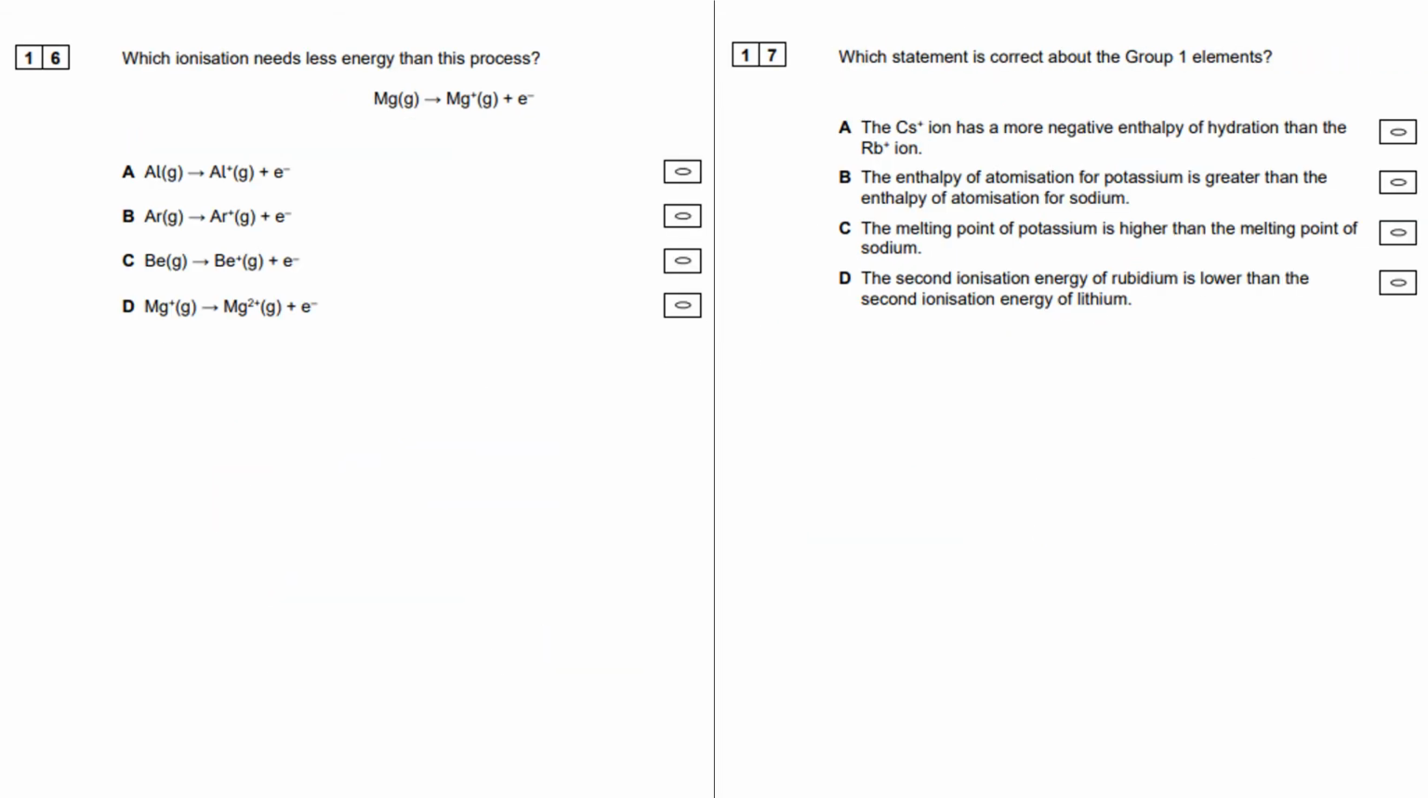Question 16. Which ionisation needs less energy than this process? So this process is representing the first ionisation for magnesium. You looked at first ionisations in a number of topics, but you came across it first in the atomic structure topic. So going across period 3, you've got sodium, magnesium, aluminium, then you have silicon, phosphorus, sulfur, chlorine and argon.